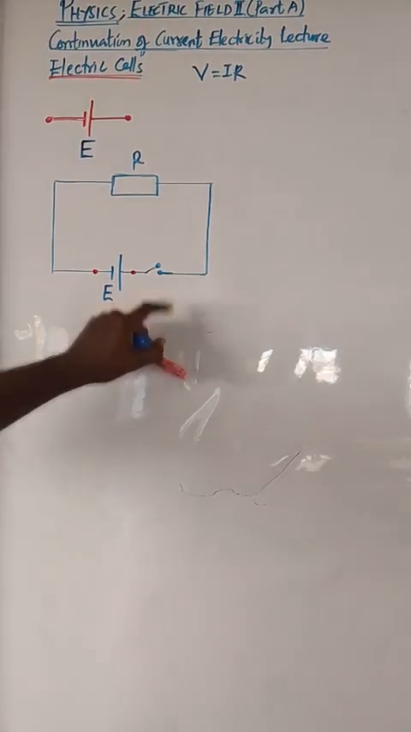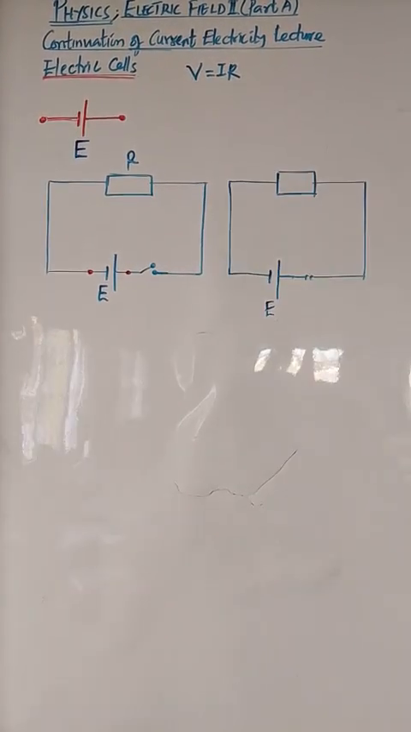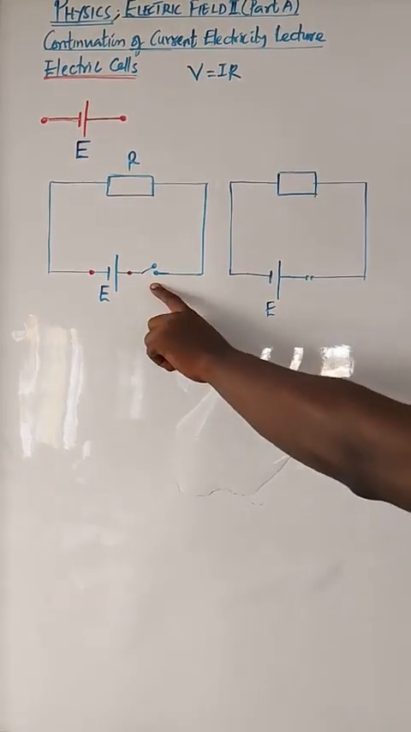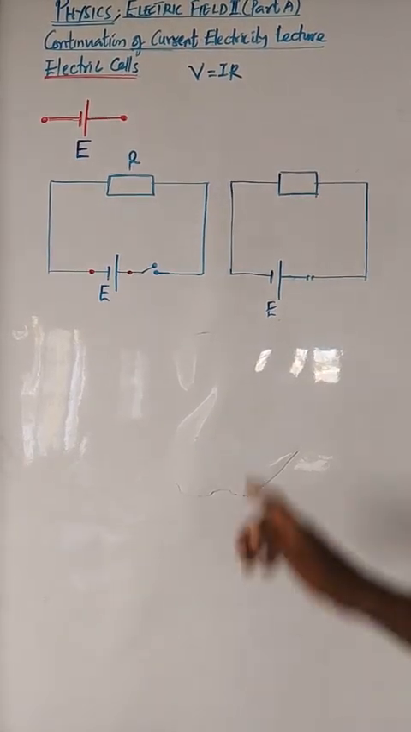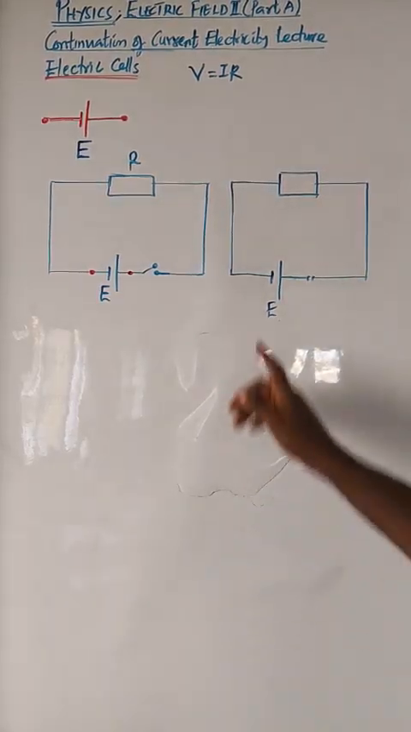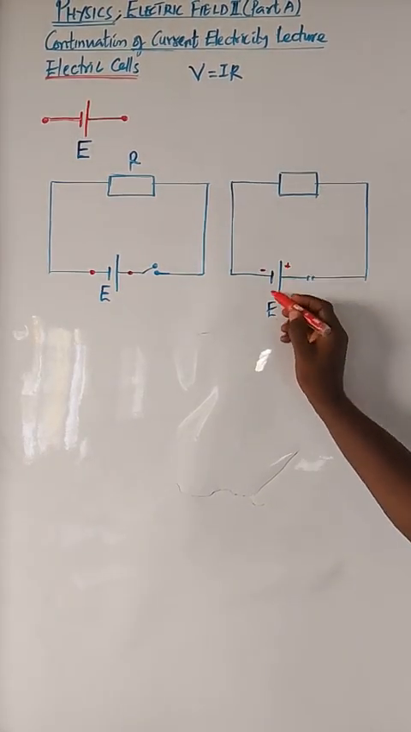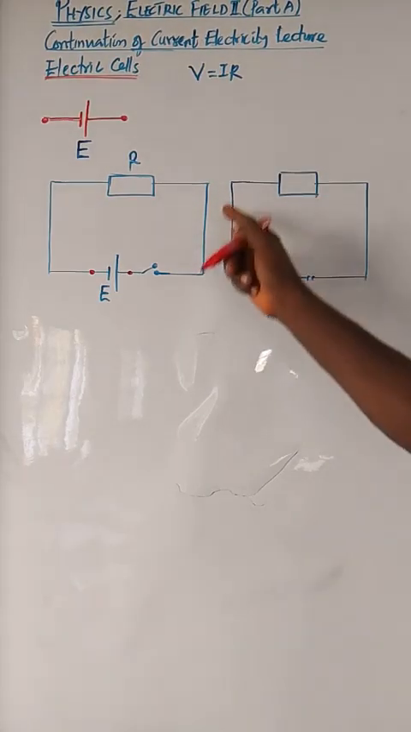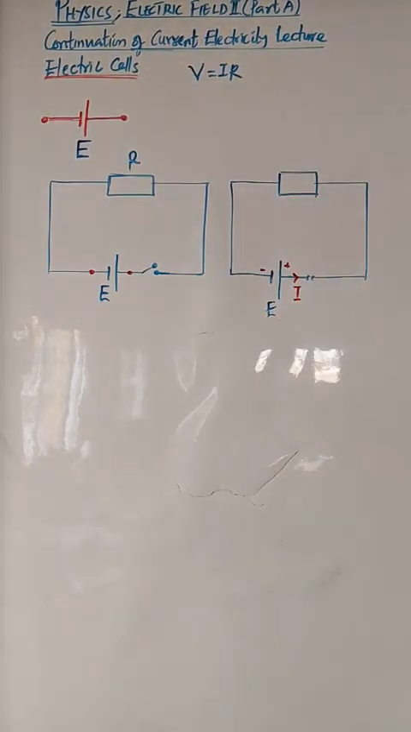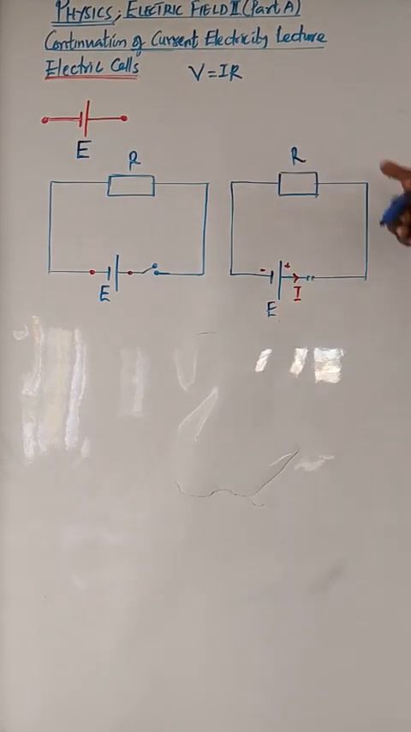If we press this switch down and the circuit is closed, what happens? Current will start flowing. As soon as this key is closed, this is called a closed circuit. When the circuit is closed, current will be driven around the circuit from the negative terminal to the positive terminal. So there will be a current, and this current will keep moving around in a cycle. This external resistor or load will receive this current I.